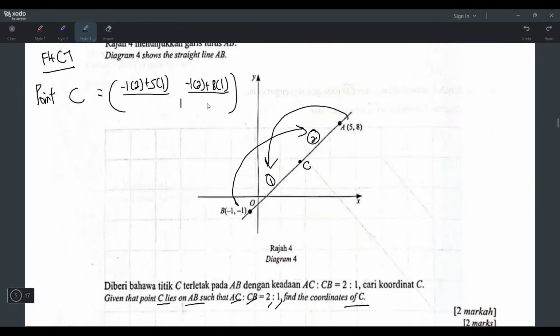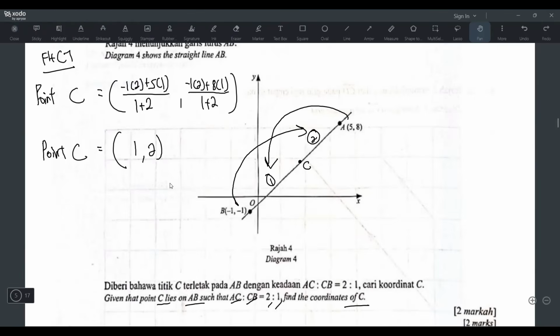Okay, for down here, it will be the 2 ratios added together. So 1 plus 2, 1 plus 2. Okay, now you get your point C already. Just press calculator. -2 plus 5, 3 divided by 3 is 1. -2 plus 8, 6 divided by 3 is 2. So your point C coordinate is (1, 2). And the soalan asks for what? Coordinate of C, right? So that is the answer.